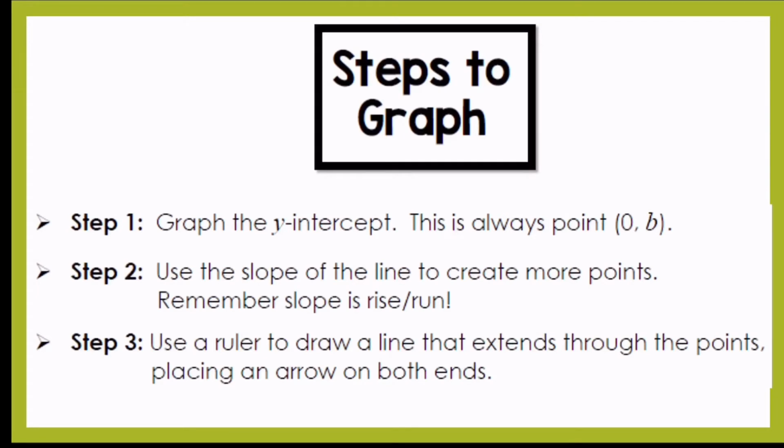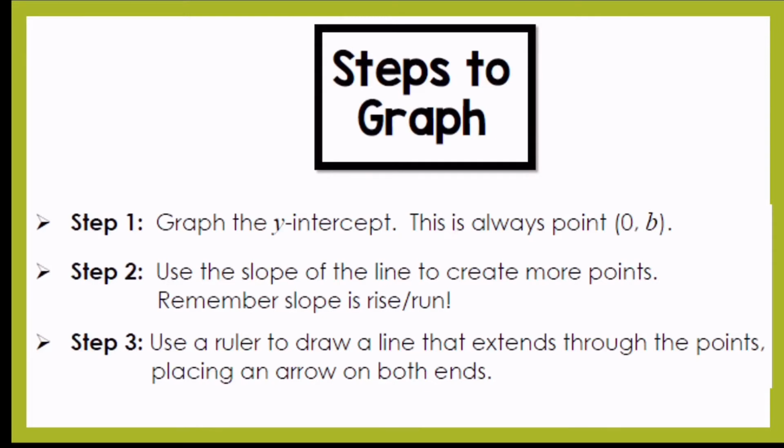So there's a couple steps to graph this. First, we graph the y-intercept. That's where we always want to begin. That's why it's a b, okay? And remember, the y-intercept is where x is 0. So whatever that b value is, that's where we go and put a point on the y. Then we use the slope to count a rise and then a run.